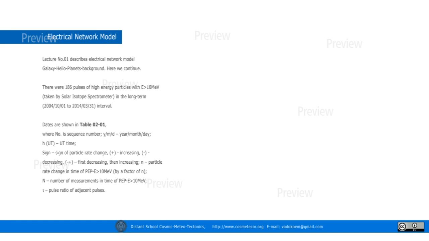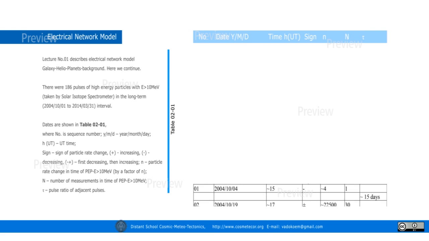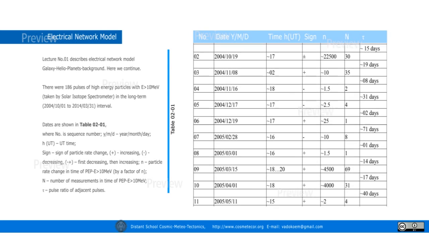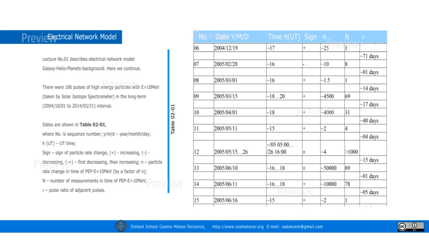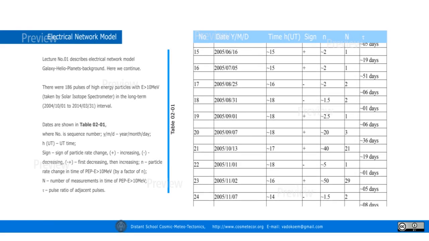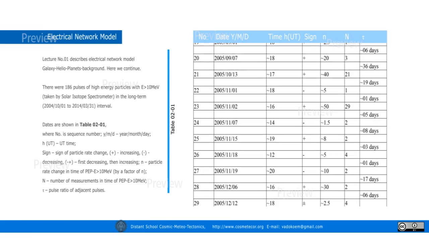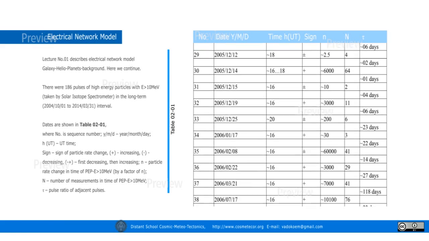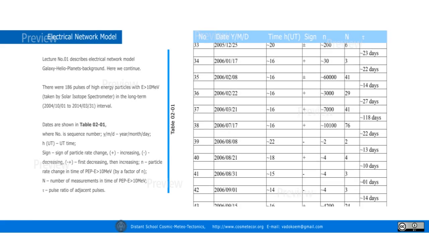Lecture number 1 describes the electrical network model of the galaxy, helioplanets, and background. Here we continue. There were 186 pulses of high-energy particles with energy more than 10 mega-electron-volt, taken by the solar isotope spectrometer in the long-term 2004 to 2014 interval.